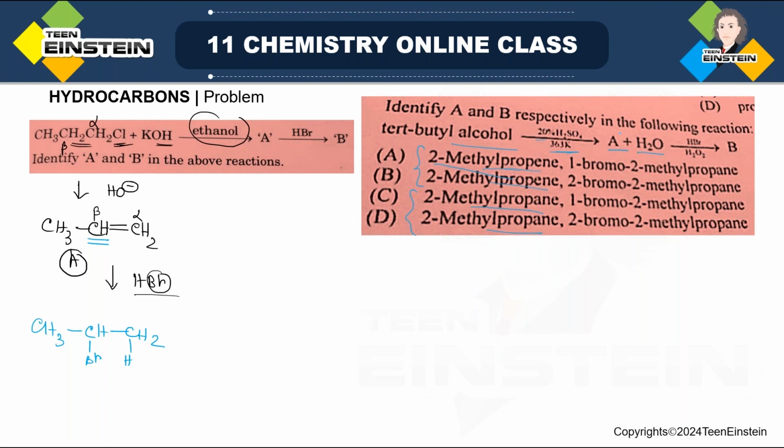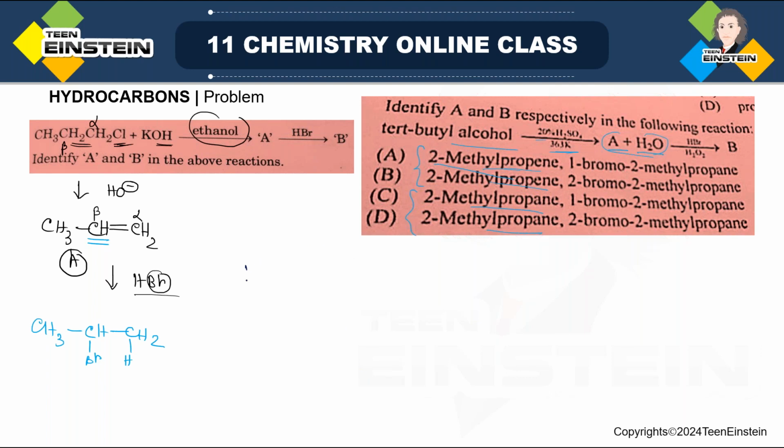Now this is very important information. You have started from some alcohol. You are treating it with H2SO4 and you are getting some molecule plus H2O. That means from the alcohol, water is removed. This is simply a dehydration reaction. And when there is a dehydration reaction from an alcohol, you get an alkene molecule, isn't it?